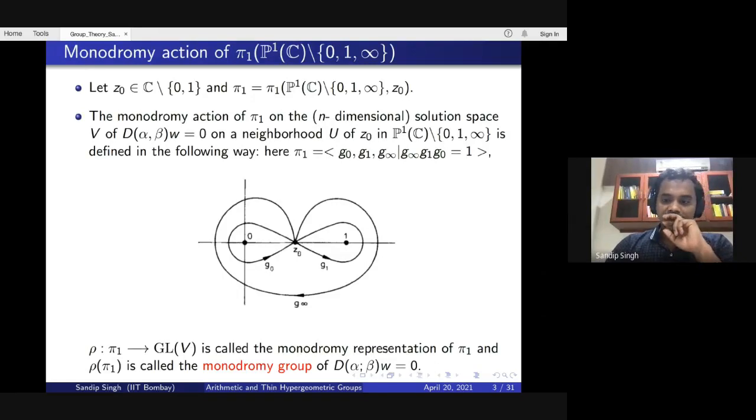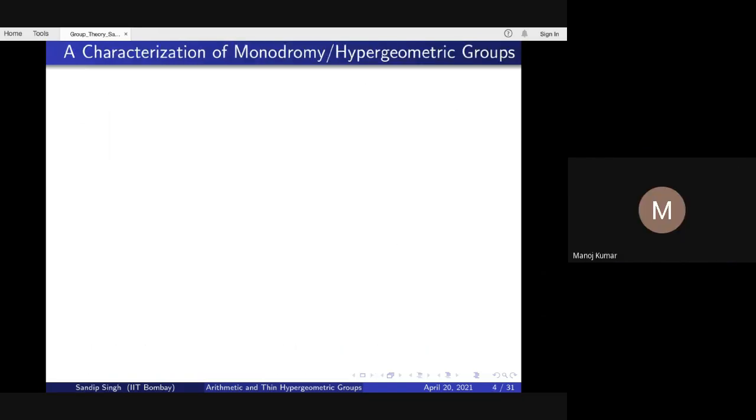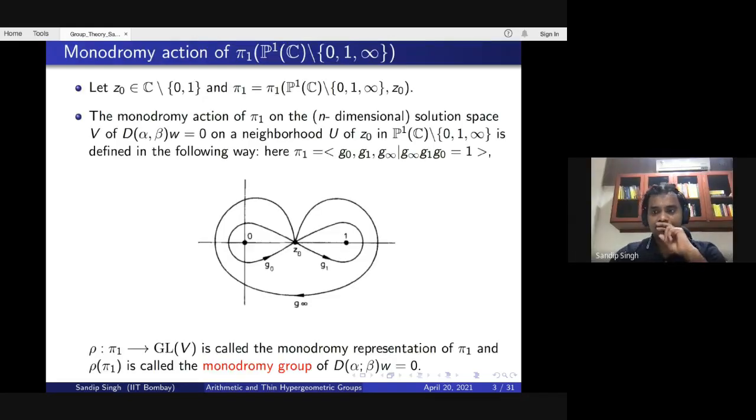So I have just defined the monodromy representation and also the monodromy group. Now, could you please recall what pi1 is? Pi1 is the fundamental group of P1 minus {0, 1, infinity}. If I remove infinity from P1(C), I get the complex plane. Then I am removing two more points, 0 and 1. So pi1 is the fundamental group of C minus 2 points, and that is the same as the fundamental group of a figure 8.